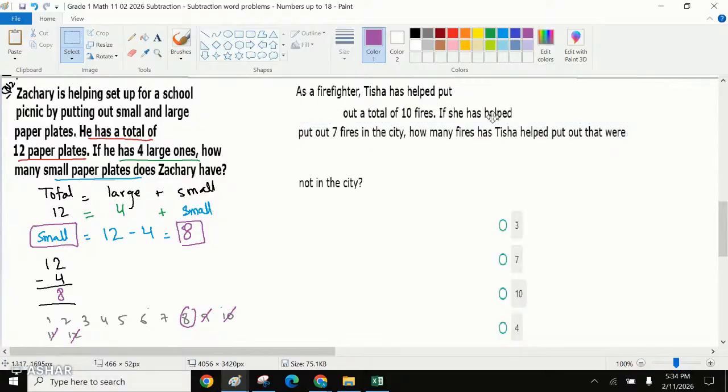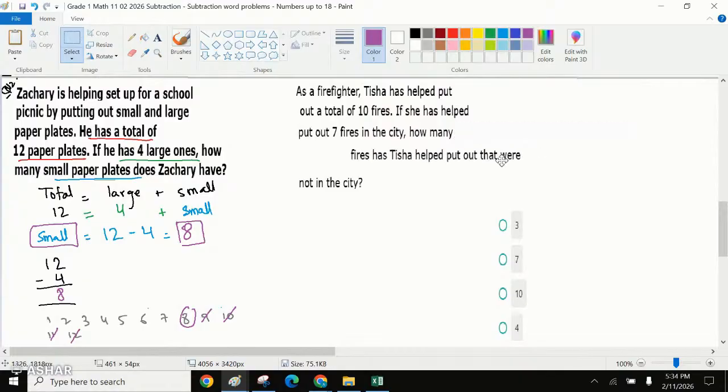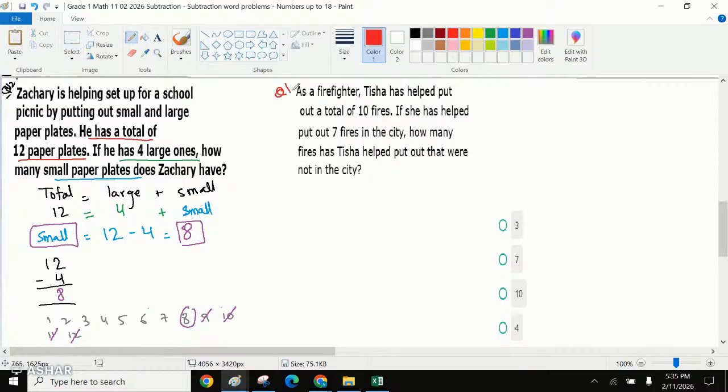As a firefighter, Trisha put out a total of 10 fires. Some of the fires were within the city, some were not in the city. So we need to find how many fires were put out which were not inside the city. This is question number 1 from the test. So what should be the answer?